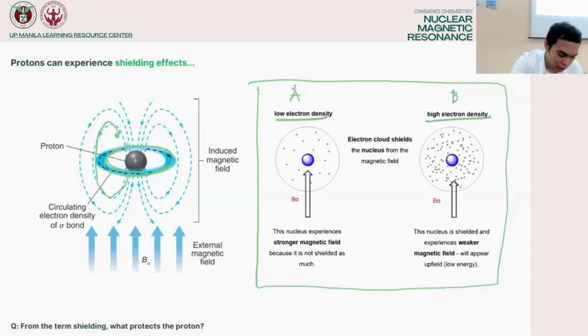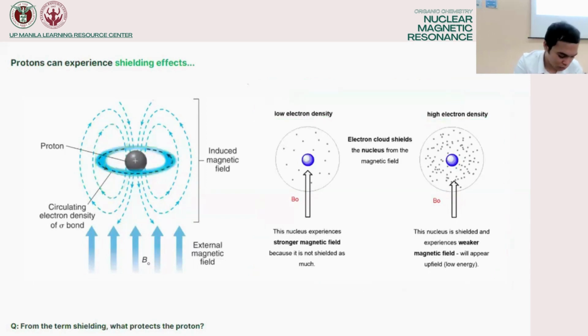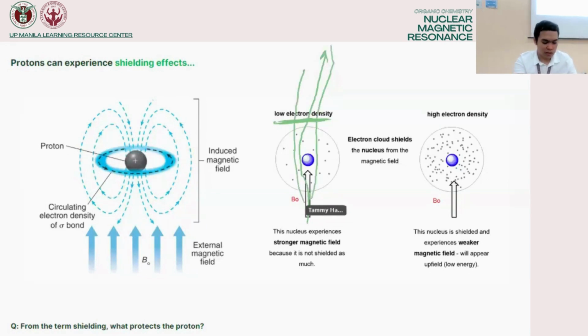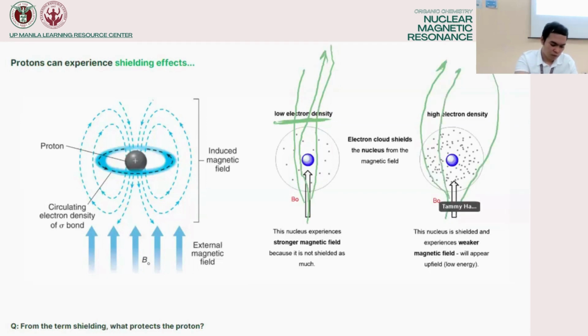So, for example, let's use this. I'll clear the annotations. This is your magnetic field. Since it has low electron density, it can't properly shield the nucleus, so the field can enter there. But if it's high electron density, it can negate the field. It's hard for it to hit the nucleus. If we trace the sphere, it curves from the trajectory.